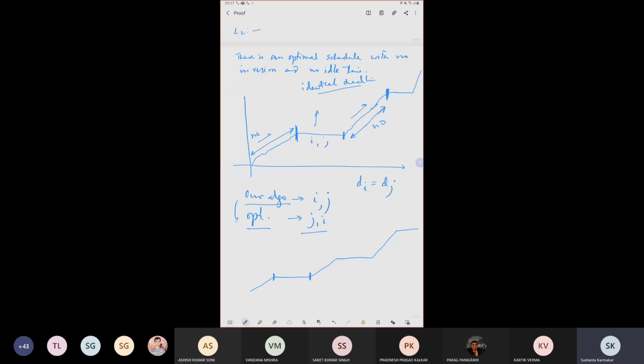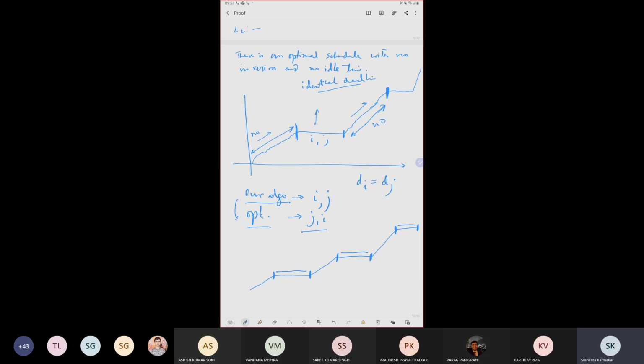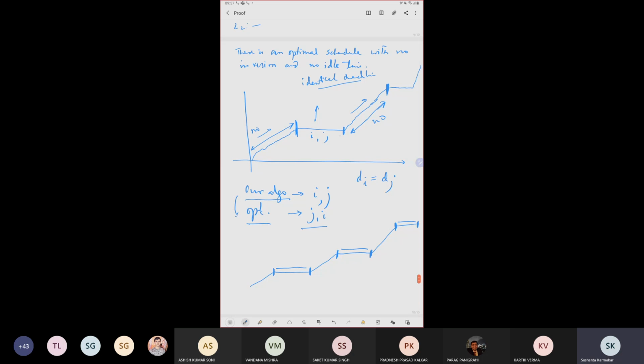Only in these regions where deadlines are identical, our schedule and some optimal schedule can differ, actually. So what is the logic? There is an optimal schedule with no inversion and no idle time. That means we have to claim that in spite of this, there is no schedule possible which can do better, actually.